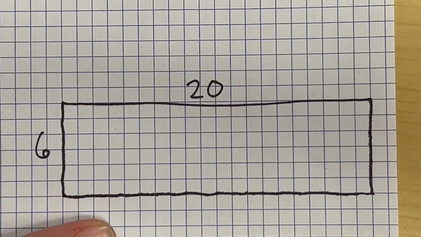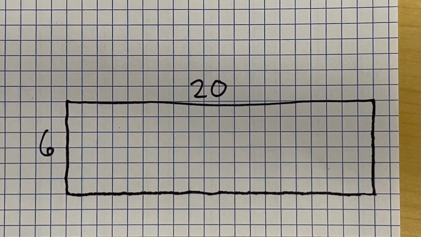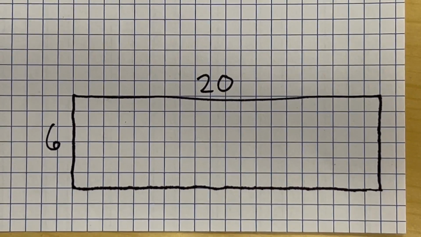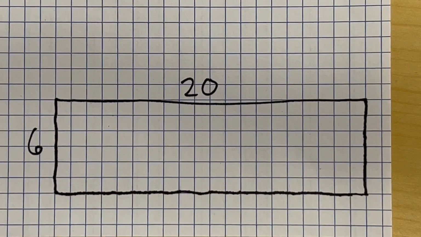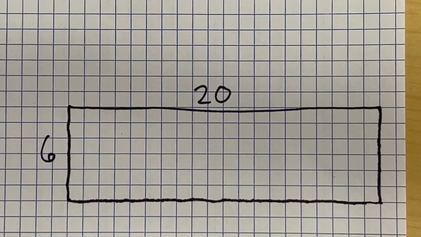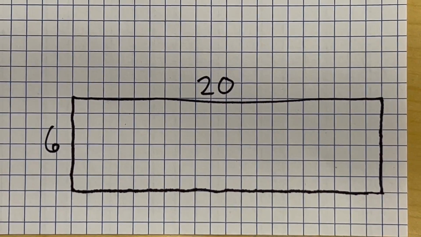Surely someone said it by now. The answer is 120 square units. It would have taken a really long time for us to count out all those little squares. This is why multiplying the sides can be a lot faster for us. So much faster.